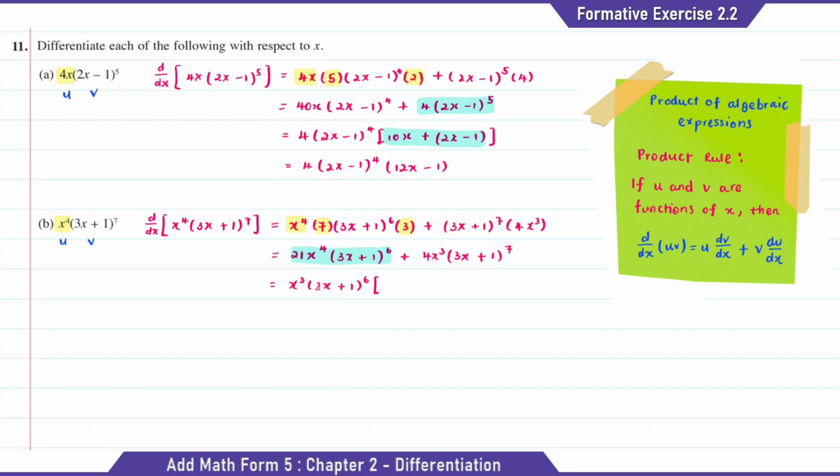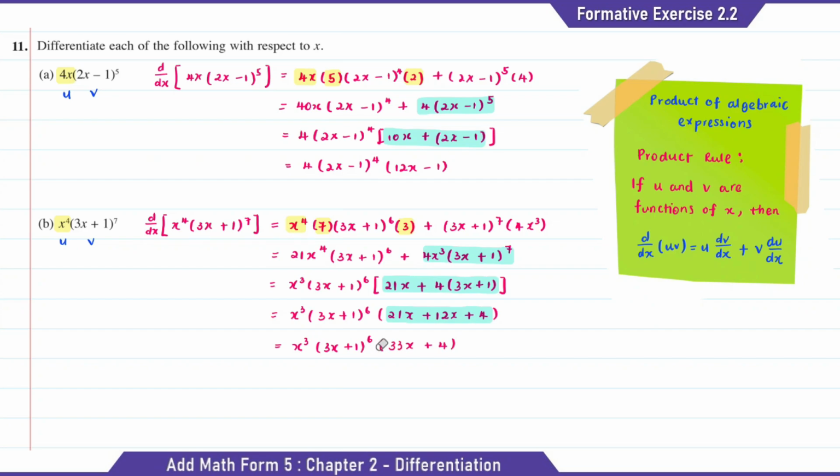So now we can start factorizing this. To get the first term, this common factor we need to multiply by 21x. And to get the second term here, this common factor needs to multiply 4, then bracket (3x plus 1) to the power of 1. The bracket here, we're going to get 21x plus 12x plus 4. Then the answer for the bracket here will be 33x plus 4. As we cannot factorize this further, this will be the answer.